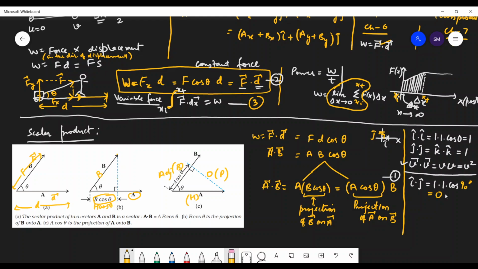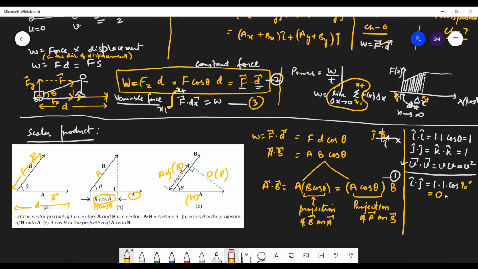Now what about a dot b? It is equal to magnitude of a into magnitude of b into cosine of the angle between them. What about b dot a? b dot a means magnitude of b into magnitude of a into cosine of the angle between them. So both are the same. So I can write it as a dot b is equal to b dot a. So these are the important key rules regarding a dot b.